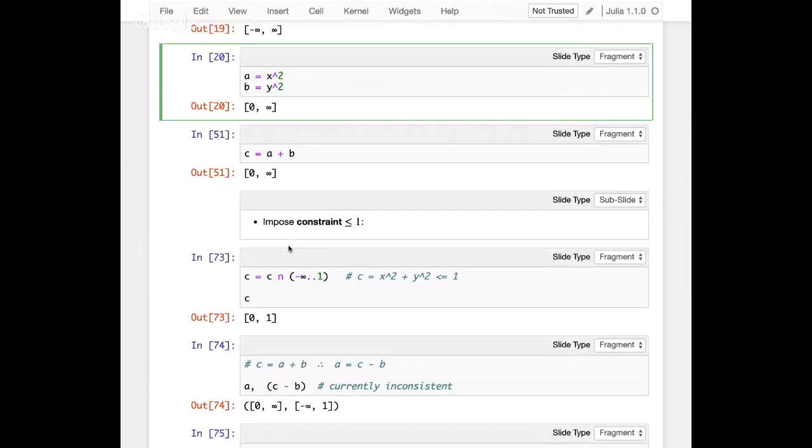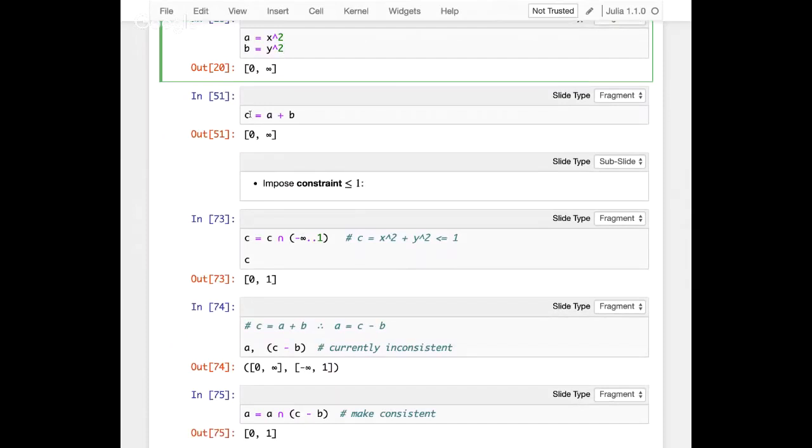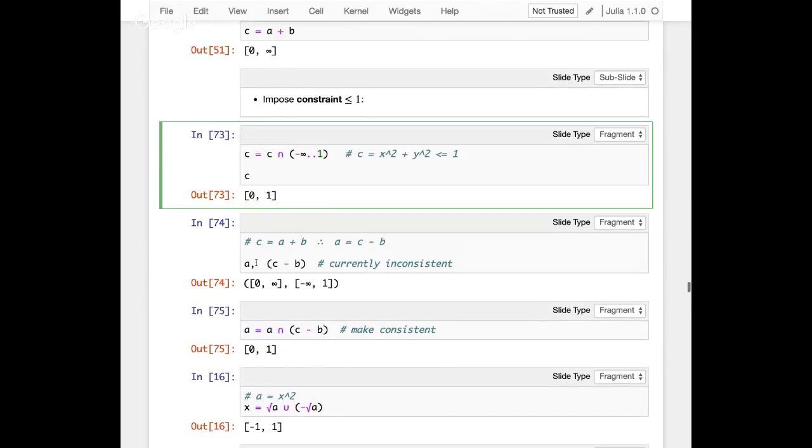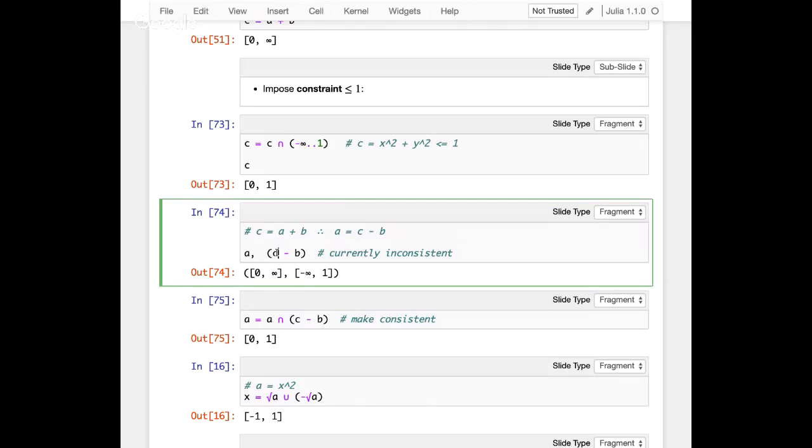And now, C is x squared plus y squared, and I need to impose this constraint. The way I do that is by taking the intersection of the current value of C, which is an interval, with this interval that imposes the constraint, minus infinity to 1. And that gives me this new value of C. And now the point is that I'm going to propagate this information back down the tree. So A is C minus B, because C was A plus B. And so here I'm looking at the value of A and the value of C minus B, and I find that there are two intervals which overlap but are not equal. And so the values of A that are possible are actually the intersection of those. I'm going to take the intersection, and that gives me this new interval.